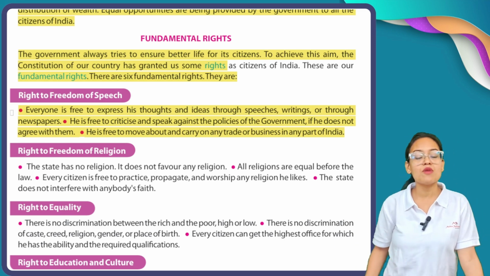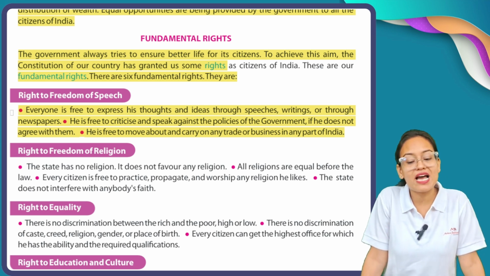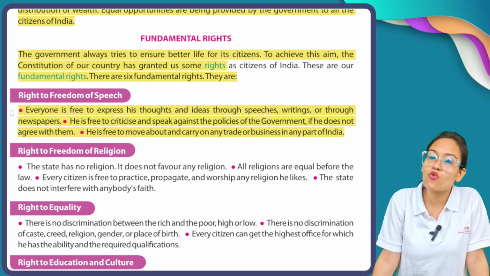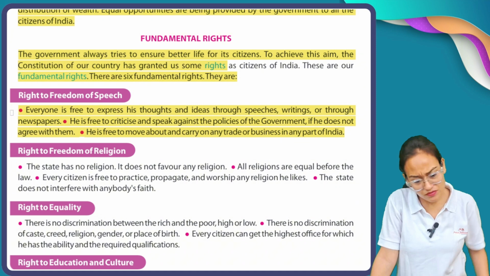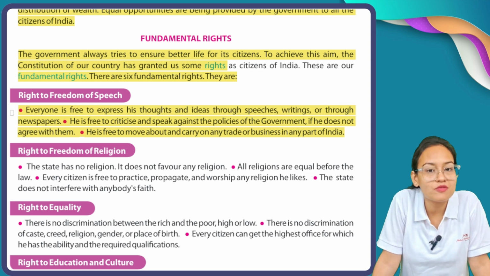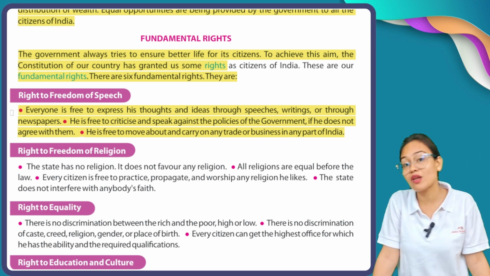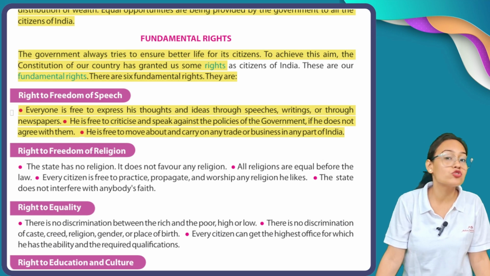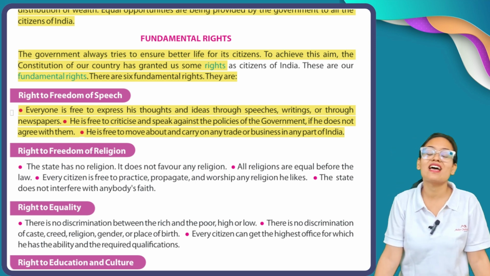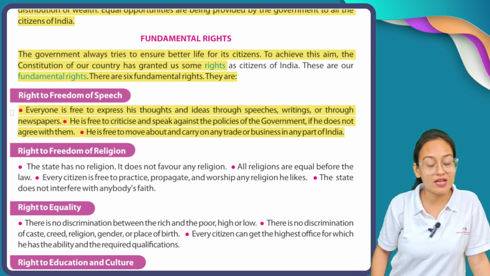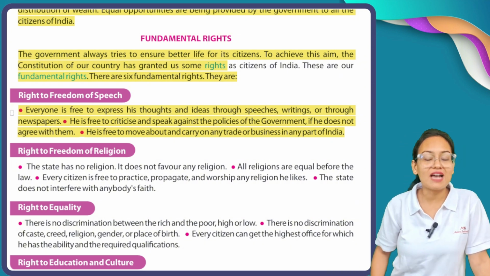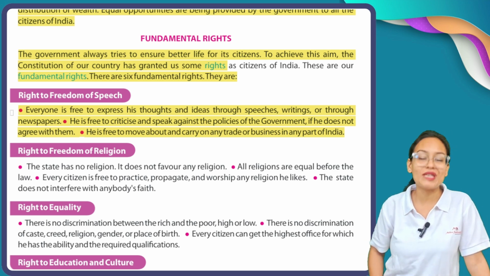He is also free to move about and carry on any trade or business in any part of India. He or she is free to move to any part of India for employment opportunities. Suppose people of Jammu and Kashmir want to do business in Tamil Nadu, Gujarat or Arunachal Pradesh, then they have full authority. They can travel in those states, do their business, and join employment opportunities. So these are all rights given under freedom of speech.